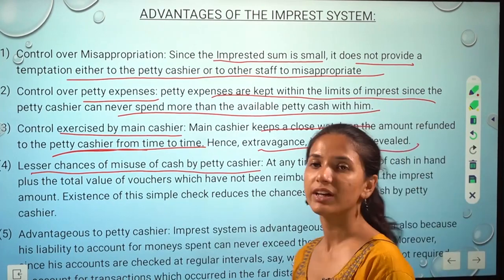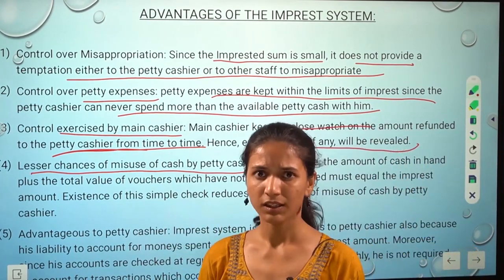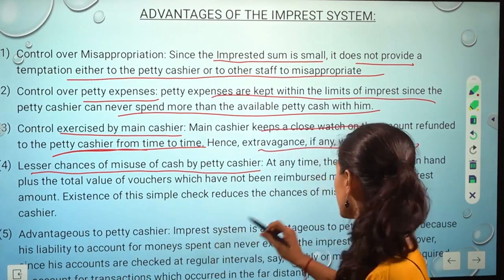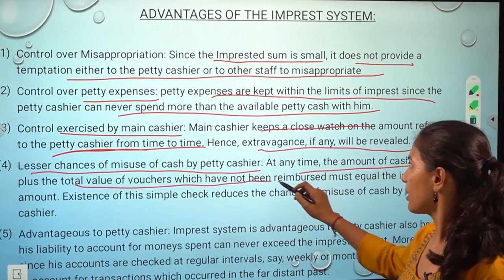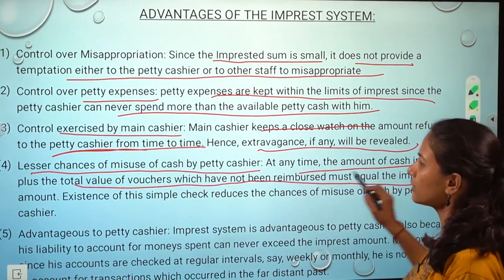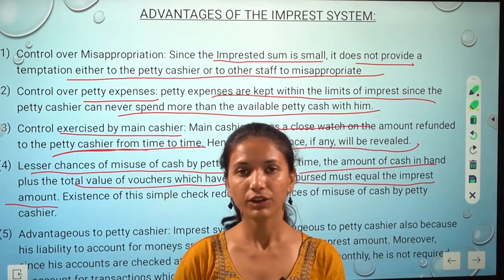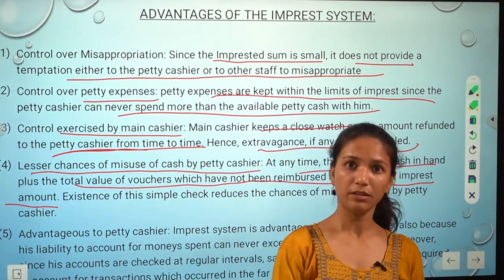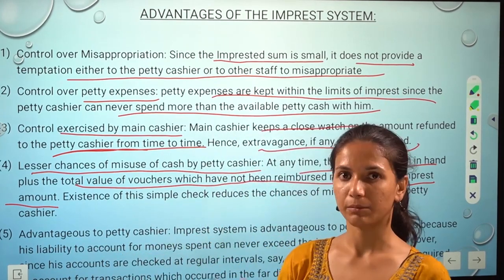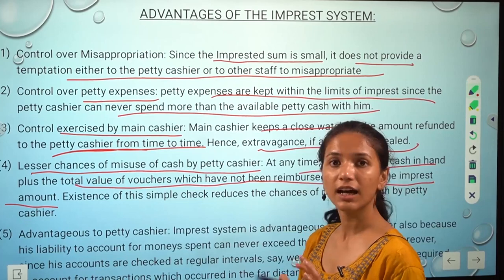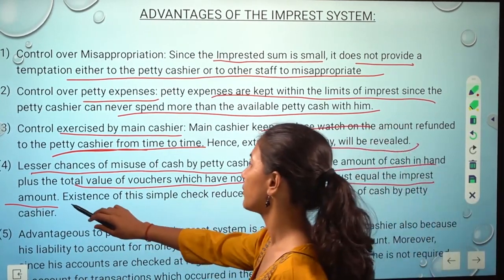There is very little chance of misuse of cash because the cash is very low. There is very little amount of cash. At any time, the amount of cash in hand plus the total value of vouchers which have not been reimbursed must equal the imprest amount. So whatever cash he has paid or whatever is going to be paid by him, all those should be added and checked against the imprest amount. So he can't misuse the amount that he is receiving from the main cashier.